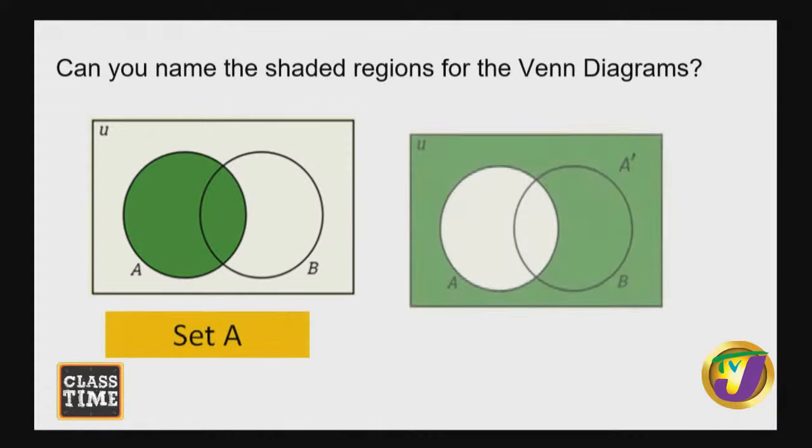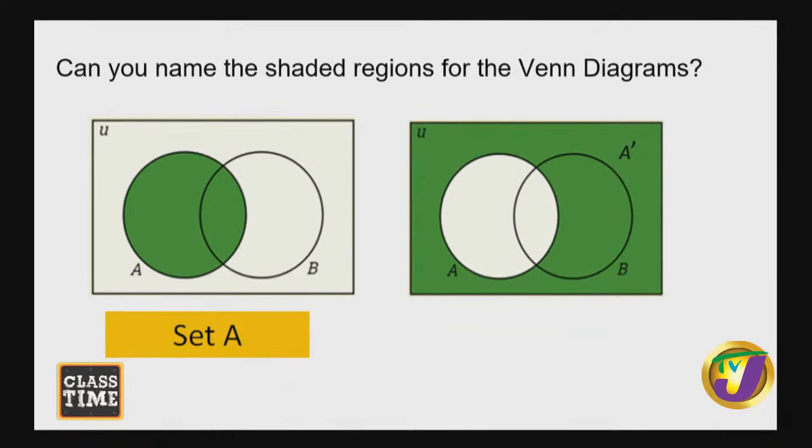You're trying to trick me now. All right, so let's look at that. We would have shaded everything outside of A, right? Everything outside of A. So that's A complement. Good girl.